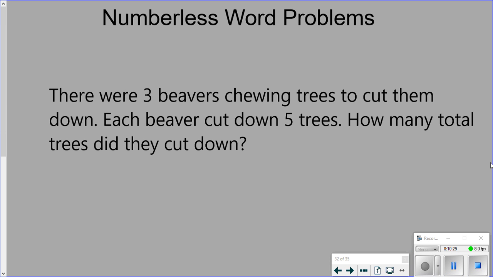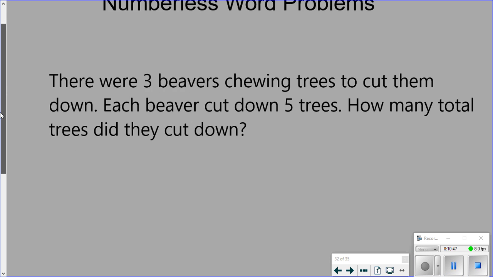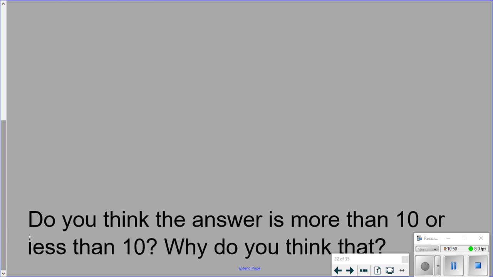Okay. There were 3 beavers chewing trees to cut them down. Imagine that. Each beaver cut down 5 trees. Think about what that looks like. How many total trees did they cut down? 15. Is this number more than 10 or less than 10?